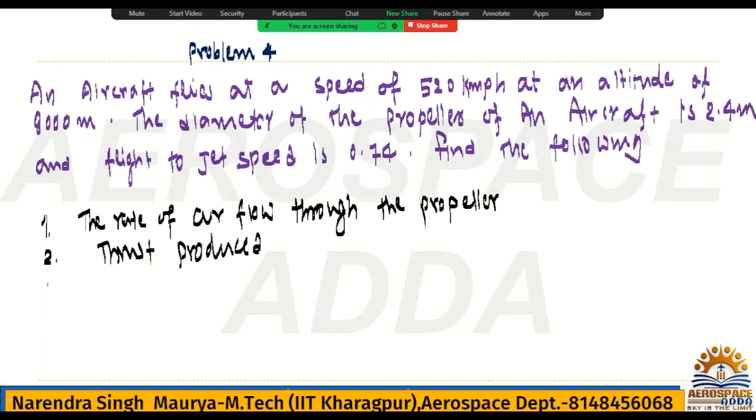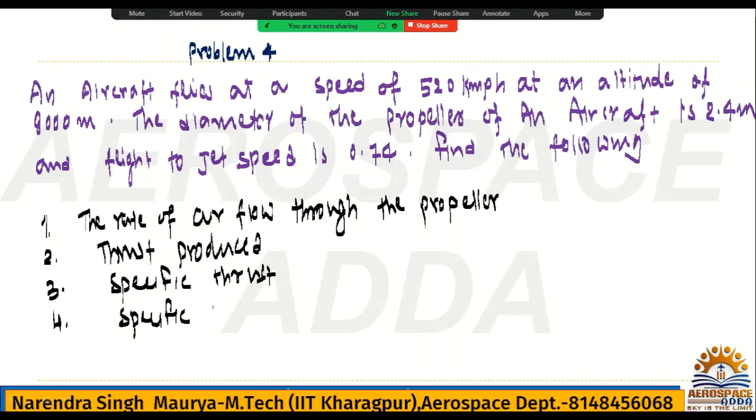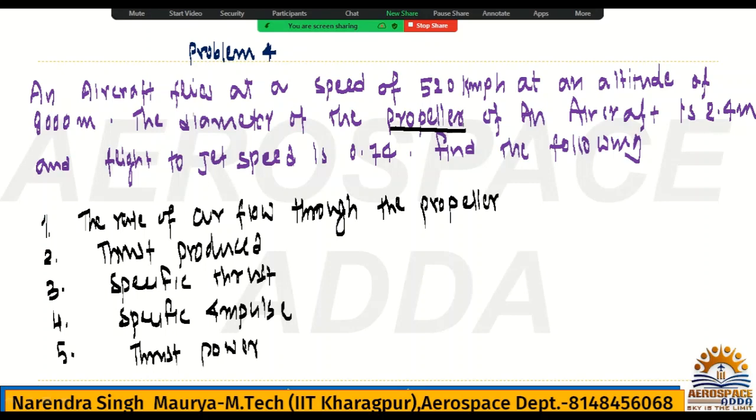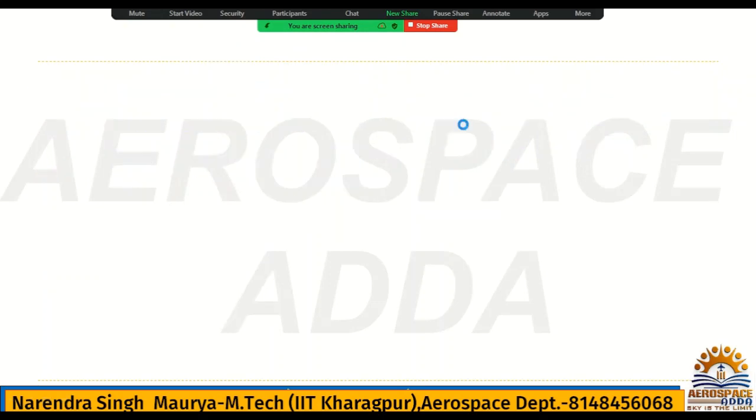Number two, thrust produced. Number three, specific thrust. Number four, specific impulse. Number five, thrust power. Okay. So here in the question, they have given a propeller of an aircraft, right? The dimension of that propeller diameter is given as 2.4 meters. So this is basically a turboprop problem.